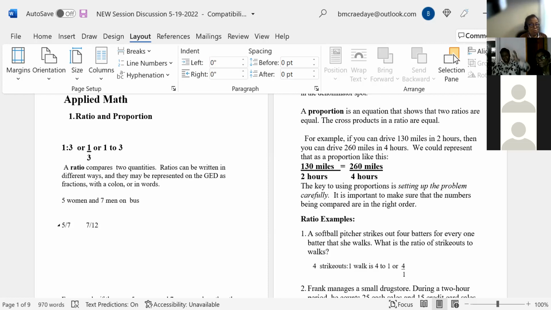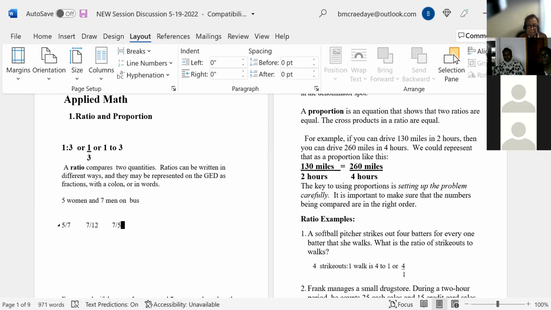Alva, what's the ratio of men to women? Men to women, 7/5. That's it. That's the key to ratios. Make sure you write them just as they're asking you to write them, because women over men is different from men over women.